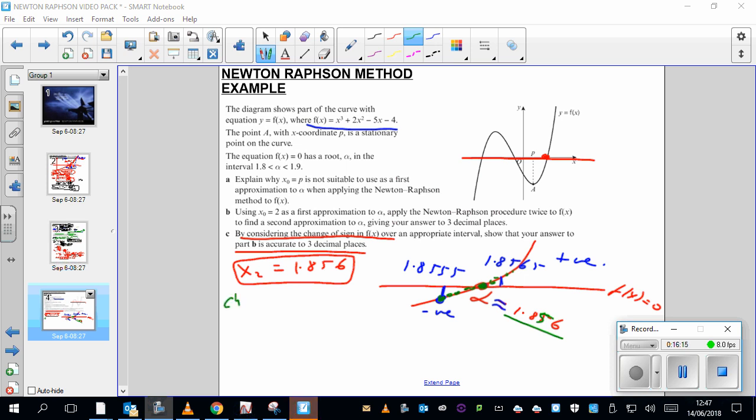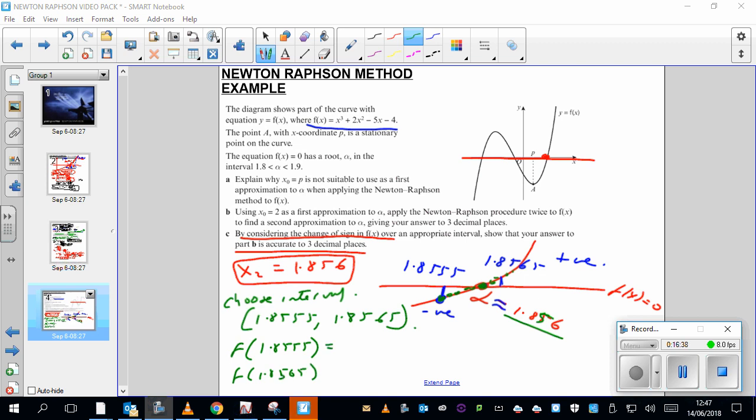So all you need to do is you say choose interval, and like I say, that interval needs to be the upper and lower bound of your number. So 1.8555 and 1.8565, right? So I whack that in, f of 1.8555 and f of 1.8565. So I should be writing this thing in here. So I should be writing 1.8555 cubed plus 2 lots of blah blah blah. I have to write that in my exam, okay? I have to actually write that fully. But because of board space, I'm just going to go for it.